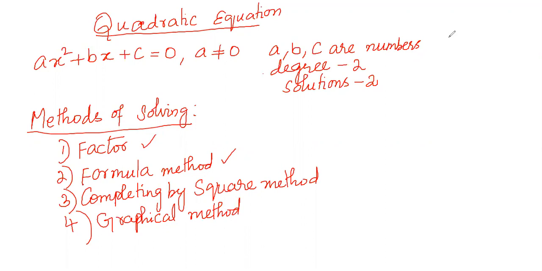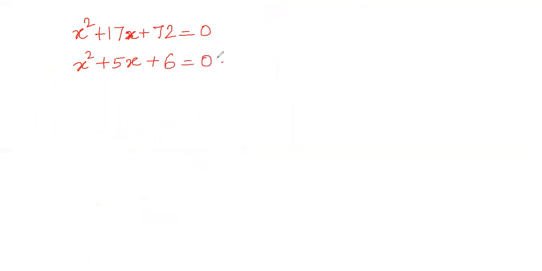So let me take simple examples on quadratic equations. We'll take the first equation, x squared plus 17x plus 72 equal to 0, or you can take x squared plus 5x plus 6 equal to 0. You can solve this equation by the factor method and the formula method. We'll do both.